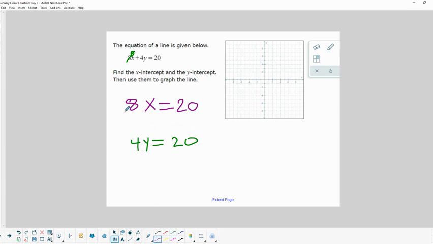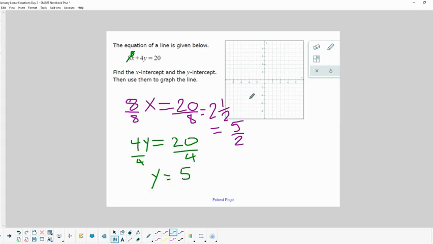So on the first one, we divide by 8, which is going to give us 2 and 4/8, which would be 2.5. Or if you leave it as an improper fraction, it would be 5/2. All right. Okay, and then on the y-intercept, we would just divide by 4 and you end up with a y-intercept of 5. So let's graph that one first. On the y-axis, we would go up to 5 and make a dot.